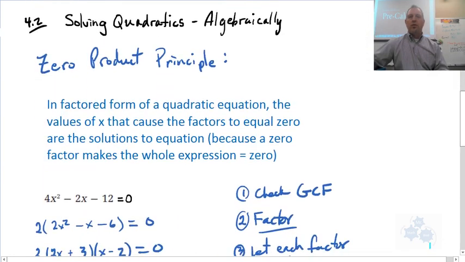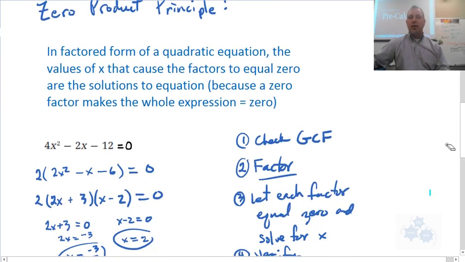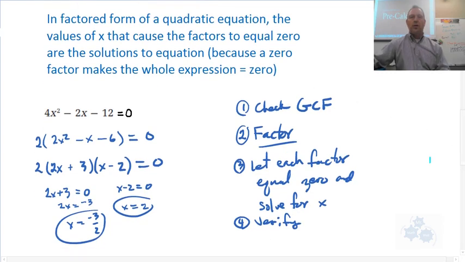Okay, 4.2, solving quadratics algebraically. We use something called the zero product principle, and what you do is you take the, right here, and I'll just move this down so you can see all of it at once. We're going to take the quadratic equation here, this equals 0. What we're going to do is we're going to factor it. Check for a greatest common factor, pull that out first, focus then on the trinomial, and factor it into 2 binomials if you can.